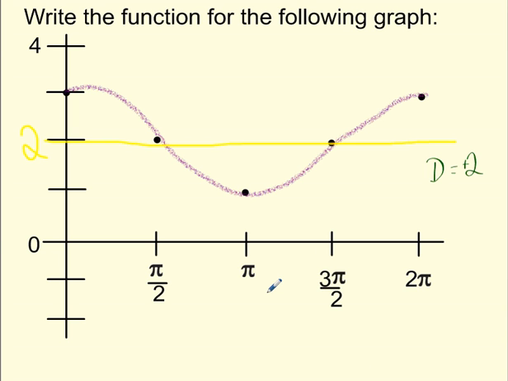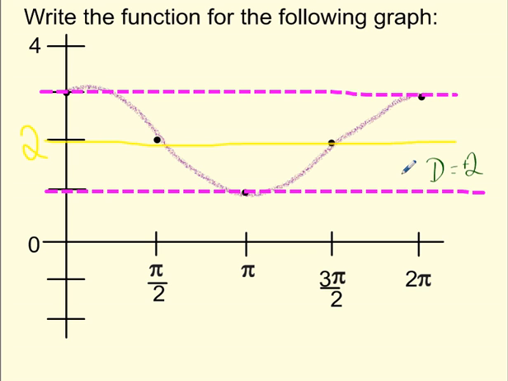Our next step is to identify the maximum and the minimum. Here's our maximum and our minimum. The distance between the midline and the maximum and the midline and the minimum will give us our a value. In this case, that distance was 1, so a was equal to 1. Our next step is to identify whether it's sine or cosine. Sine starts on the midline. So since this is starting away from the midline, we know that this is a cosine graph.